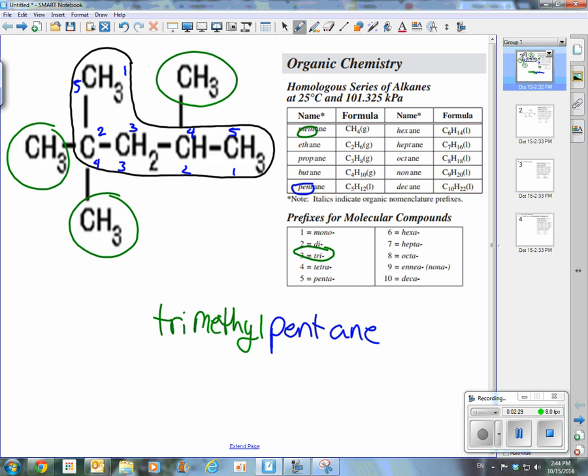Okay, now I need to be able to tell where the 3 methyl branches are, and in this case, we always want to make sure that the total number for our branches is going to be lower. Depending upon how I numbered it, it could be, for instance here, 2, 4, 4, for each branch, or it could be 2, 2, 4. And 2, 2, 4 is going to be lower, so this would actually work out to be 2, 2, 4-trimethylpentane. Okay, that finishes this particular example.